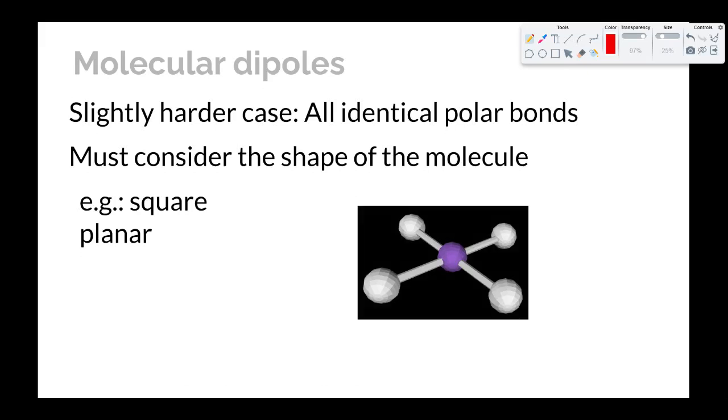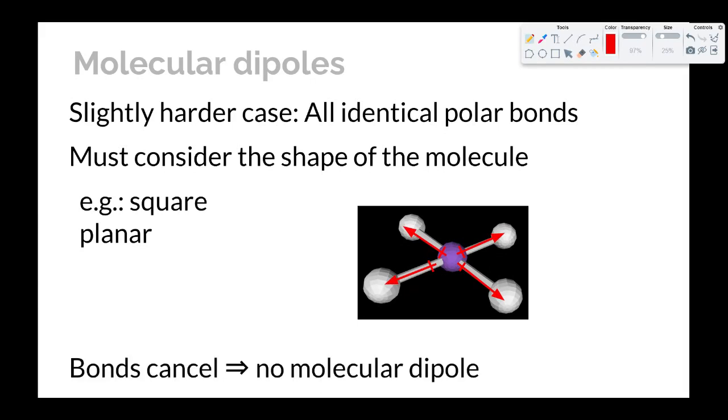One more, square planar. So this is an octahedral with two lone pairs. This is like a linear and another linear. And we've seen that they cancel each other out. So in this case, the bonds cancel, and there ends up being no molecular dipole.